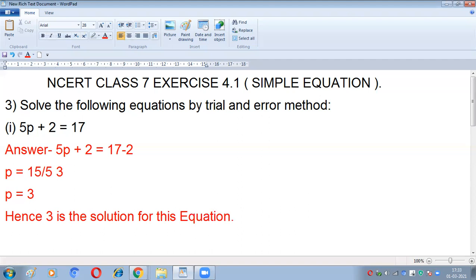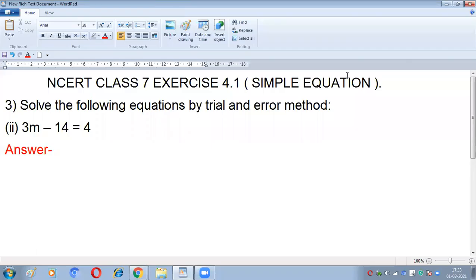Okay, done. So let's move to second bit. So friends, second bit is 3m minus 14 is equal to 4. So here also we will apply the same method, trial and error method. 3m minus 14 is equals to 4.